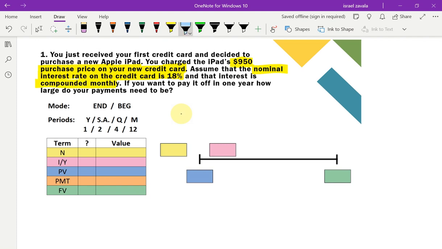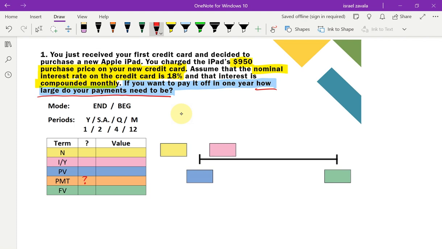Okay, here comes the question. What if you want to pay it off in 1 year? How large do your payments need to be? So always, what is the question asking for? What term is it asking for? Let's read it. If you want to pay off the card in 1 year, how large do your payments need to be? So we're going to be looking for payments, right?